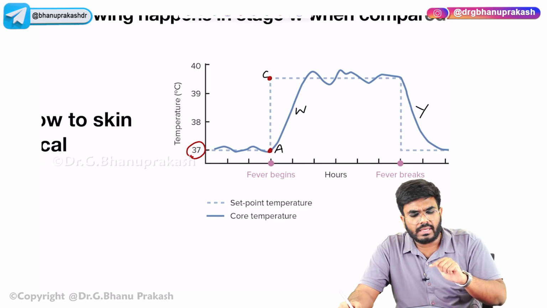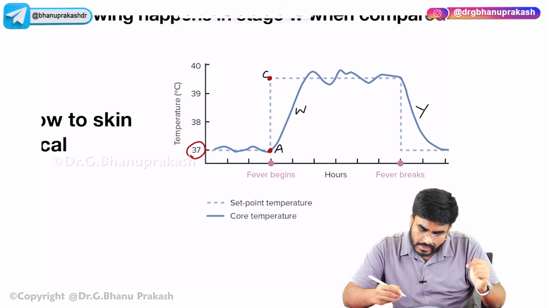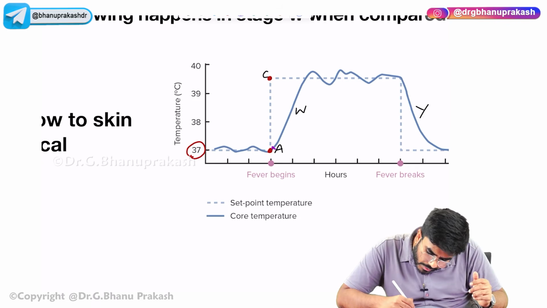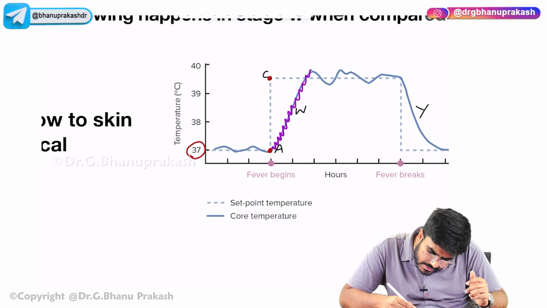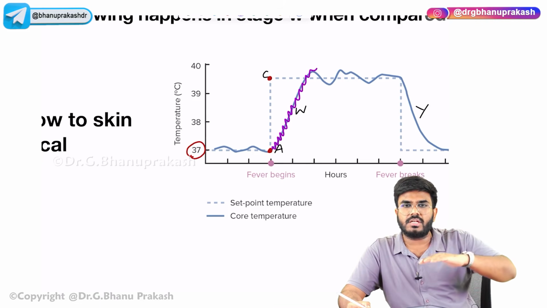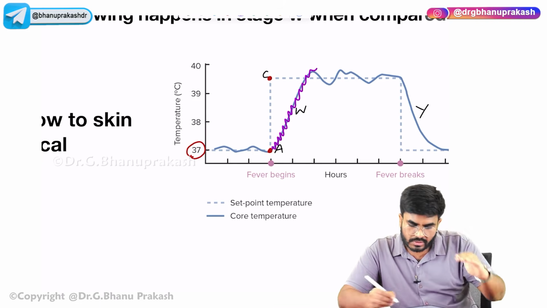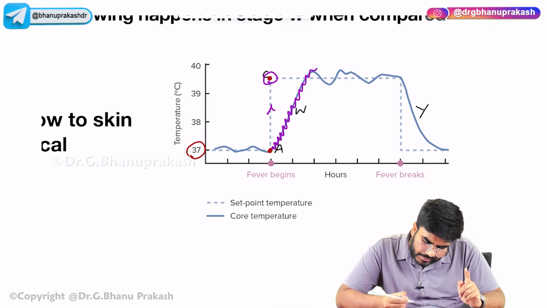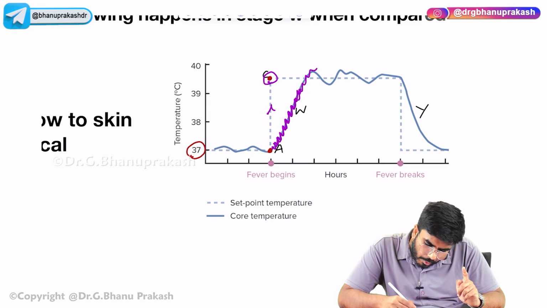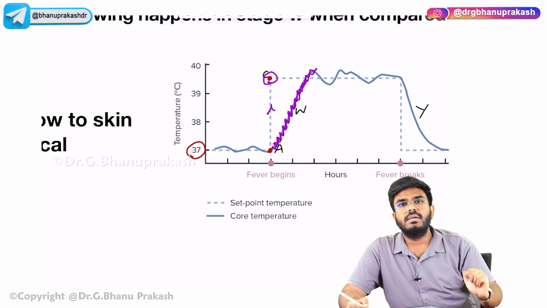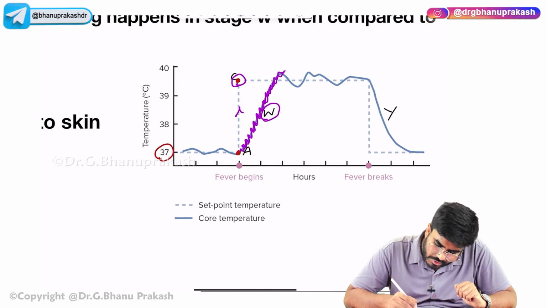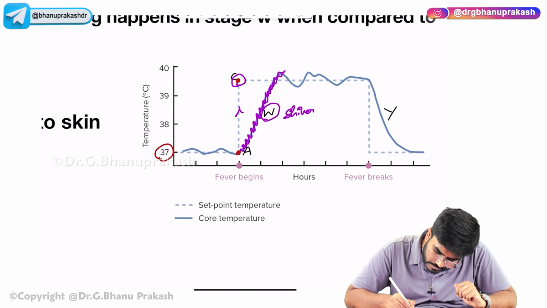Now what happens? If the temperature set point is higher, not immediately, but with time, your body temperature will also increase. The basal body temperature is also going to increase. First you increased the temperature set point, and with time your body temperature is rising. By which mechanism does it rise, you tell me? Shivering and vasoconstriction.